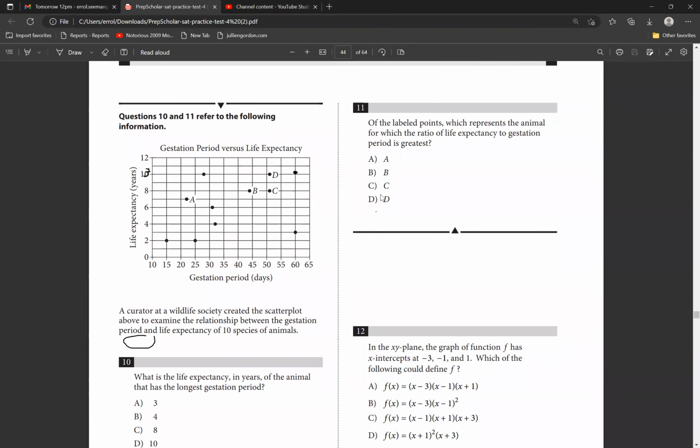Of the labeled points, which represents an animal for which the ratio of life expectancy to gestation period is greatest? So life expectancy over gestation period is the biggest.